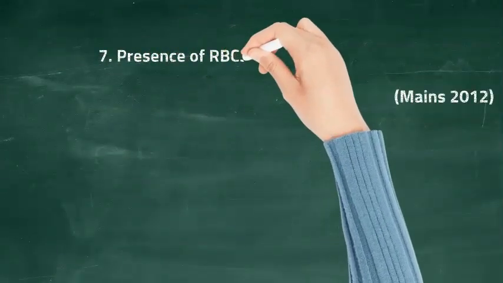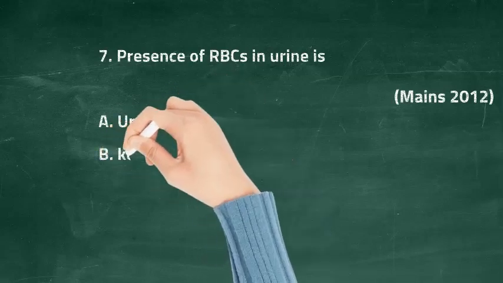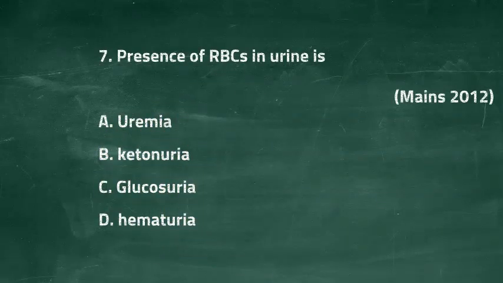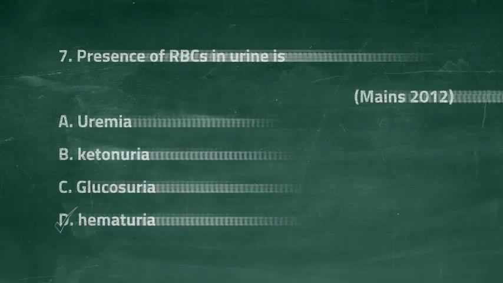Question 7. Presence of RBCs in urine is: option A is uremia, option B is ketonuria, option C is glucosuria, and option D is hematuria. So the right answer is option D, which is hematuria.